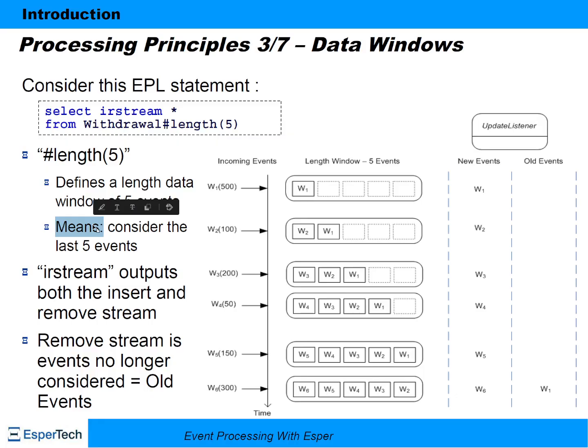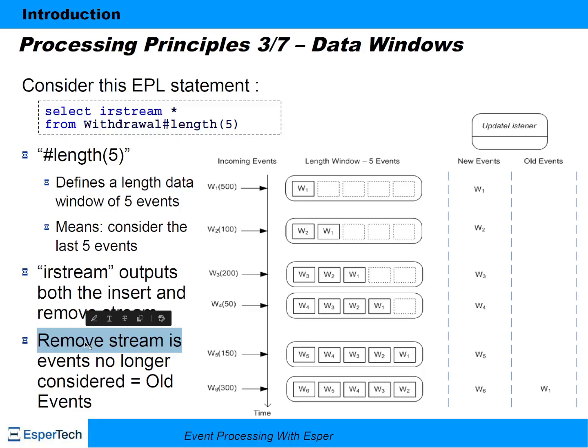This example EPL also uses the irstream keyword. The irstream keyword outputs both the insert and remove stream. Without the irstream keyword, the output is only the insert stream. Remove stream is the name for events that are no longer considered.